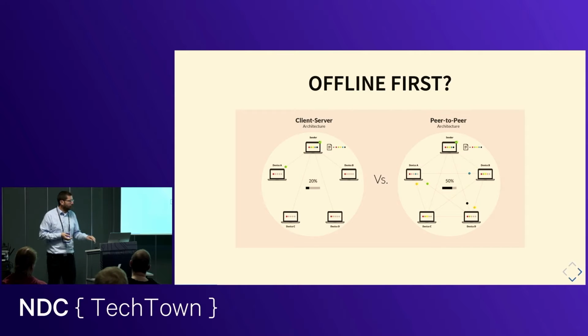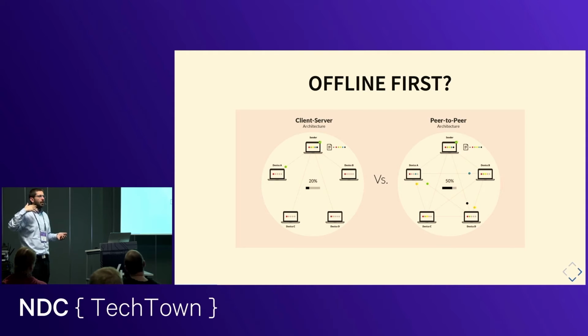But then offline first, it kind of implies that there's a second, right? If you're just offline, then you're offline. But if you're offline first, then what comes after? And that would be some kind of networking, because you want to be able to synchronize your data somehow. And then the question is, is this related to network architecture?